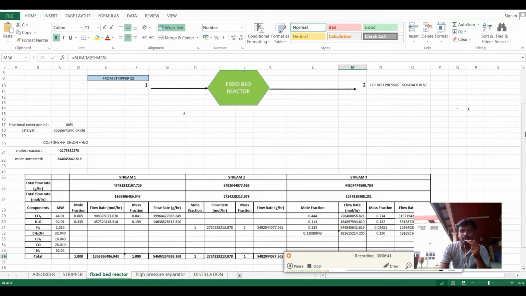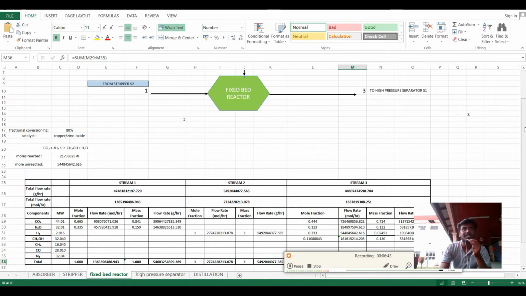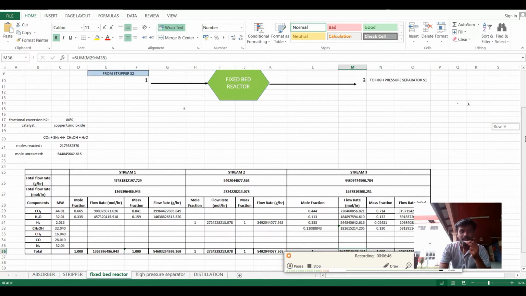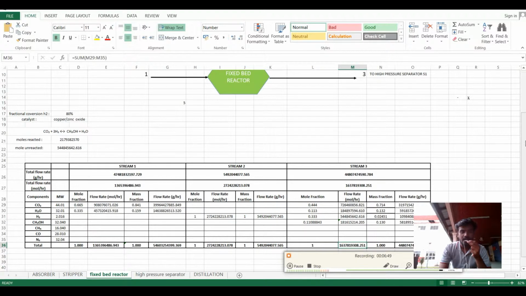And for the product stream, the composition is carbon dioxide, H2O, H2, methanol. So for the composition, it's 0.444 carbon dioxide, 0.1113 water, 0.333 methanol, and 0.11... sorry. So the 0.11 is methanol, 0.33 is for hydrogen. So that's all for the fixed bed reactor.